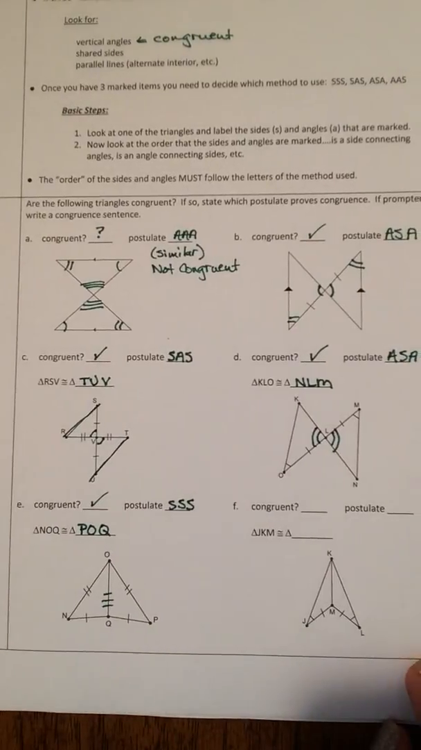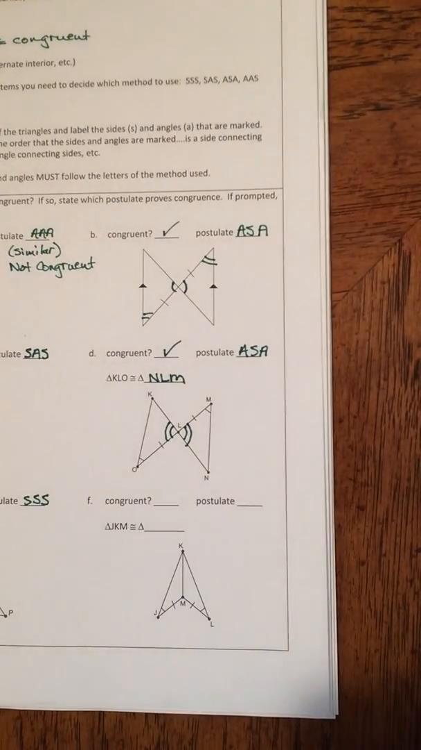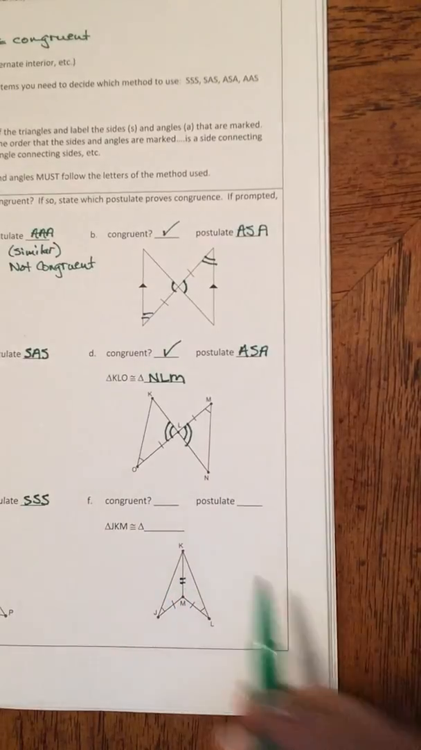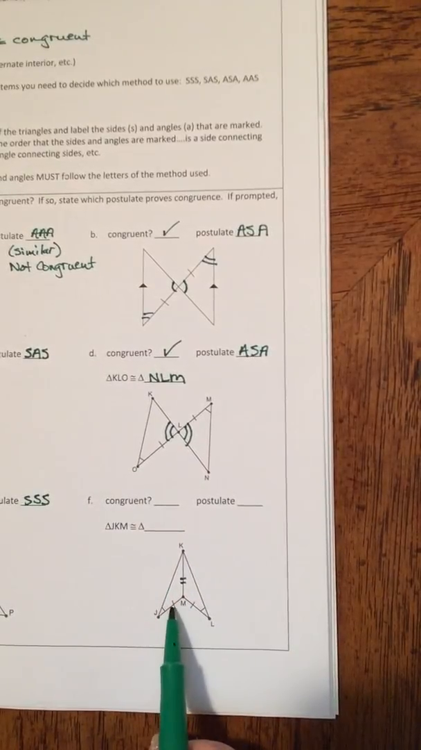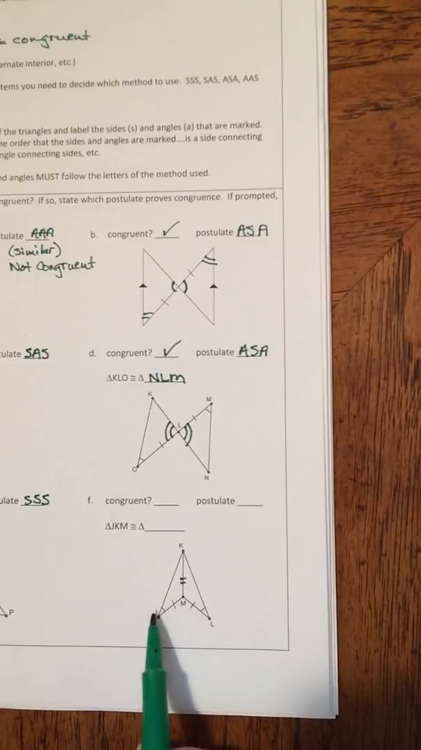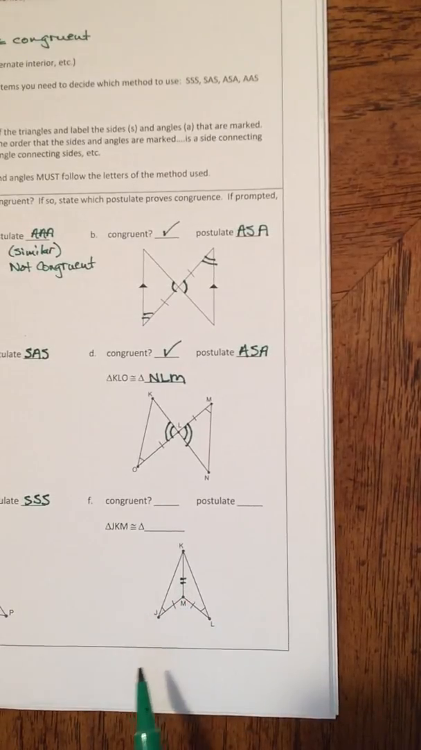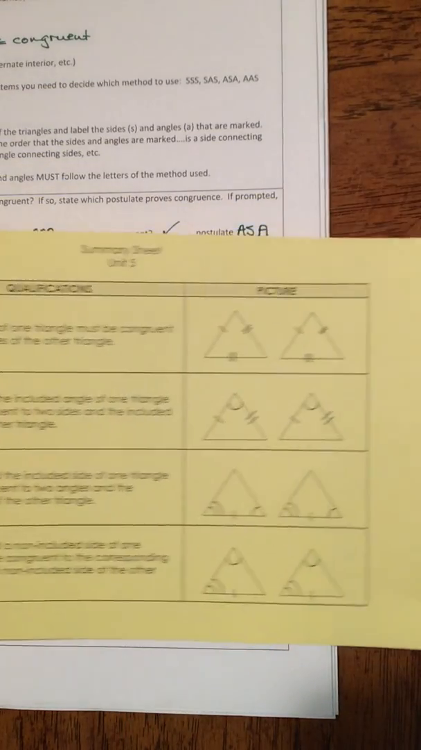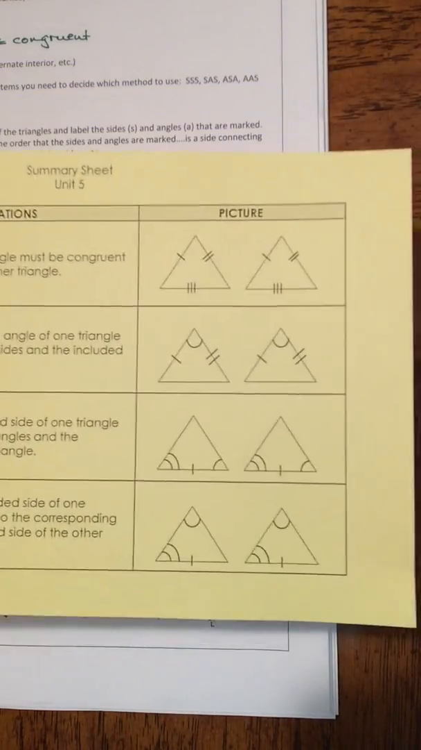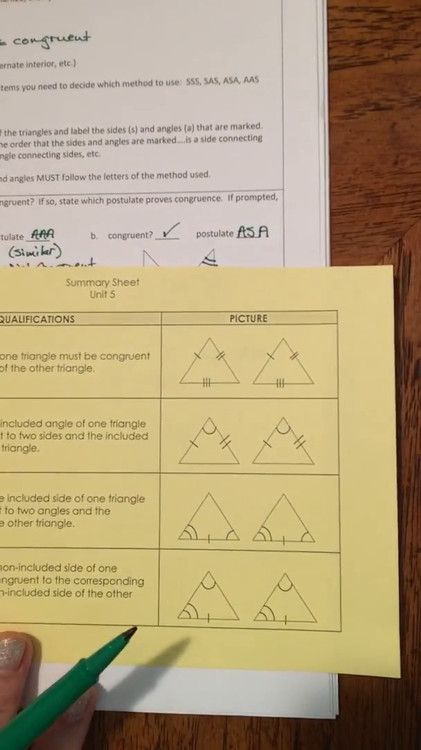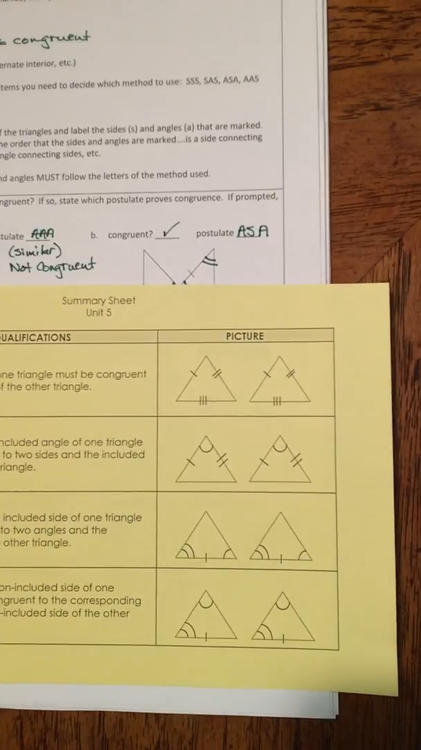The very last example here, example F. If I look at this, I can see that I have a shared side again. So I'm going to mark the shared side. Then I have another set of congruent sides, and I have an angle out here. So this angle is not included. So what I'm going to look at is my card, and I have 2 sets of side and 1 angle. So if I look at this, 2 sides and 1 angle, the only thing I see here is 2 sides and 1 angle, but it's an included angle.